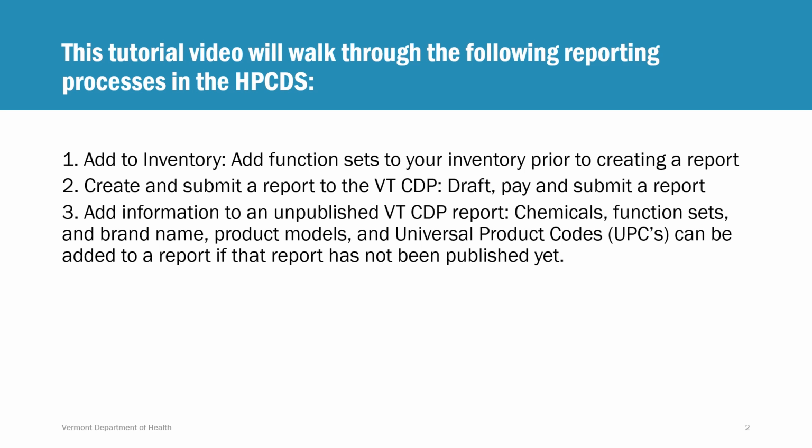Step 3. Add information to an unpublished Vermont Chemical Disclosure Report. New chemicals, function sets, brand names, product models, and universal product codes, also known as UPC, can be added to unpublished reports.